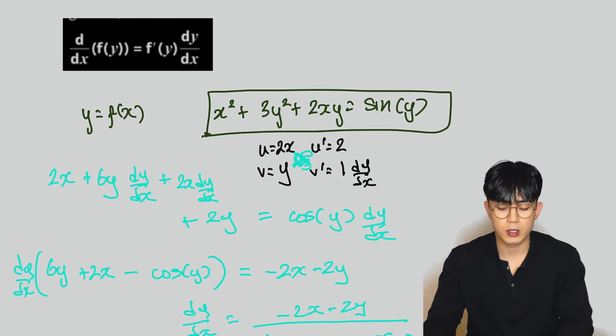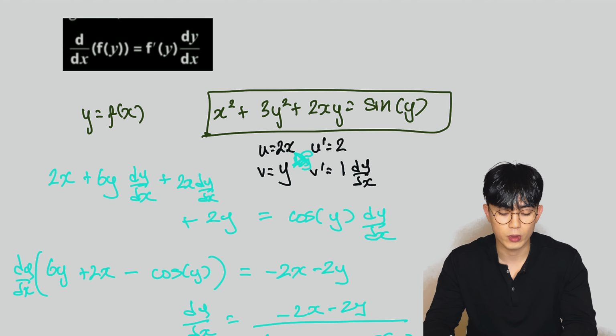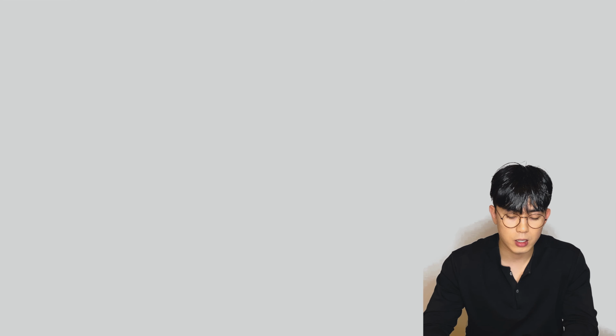Like this. So as you can see, even though we don't have y in terms of x, we can still differentiate it. And this is called implicit differentiation. Right, let's take a look at some more examples.